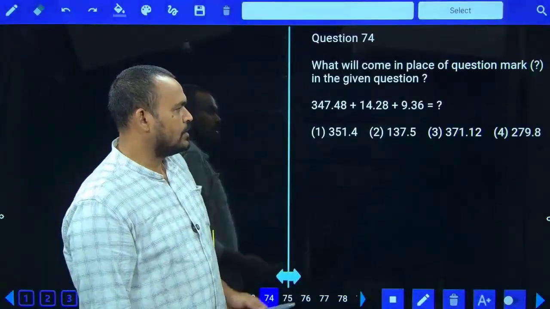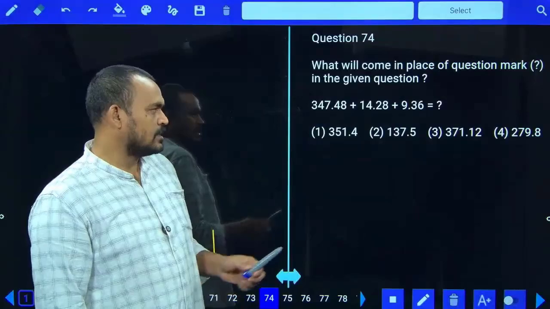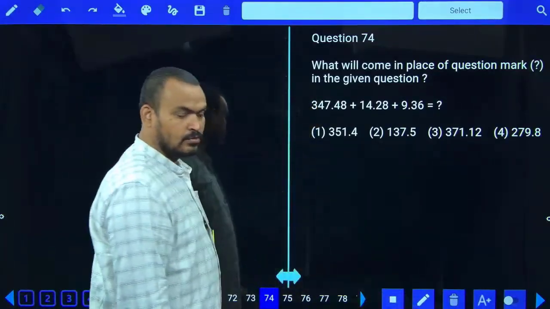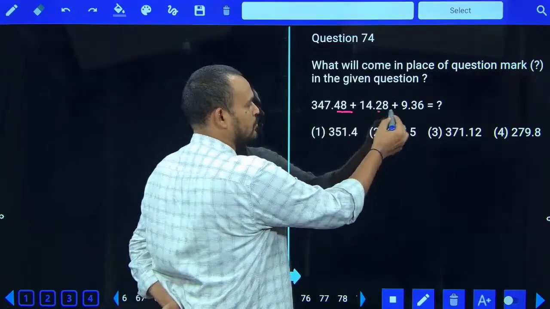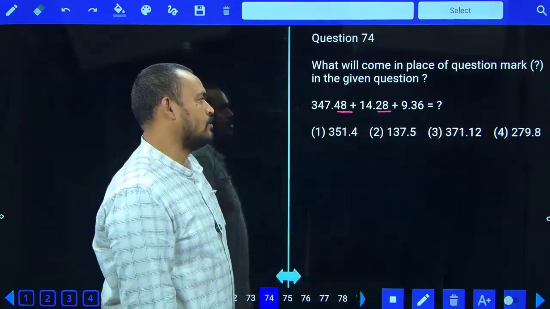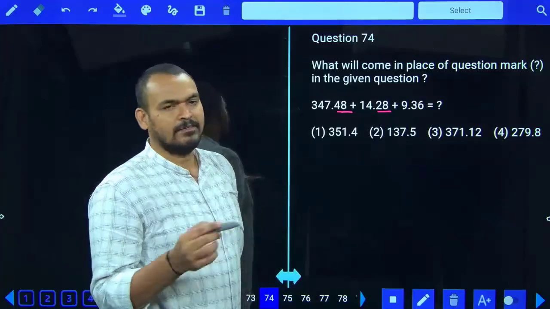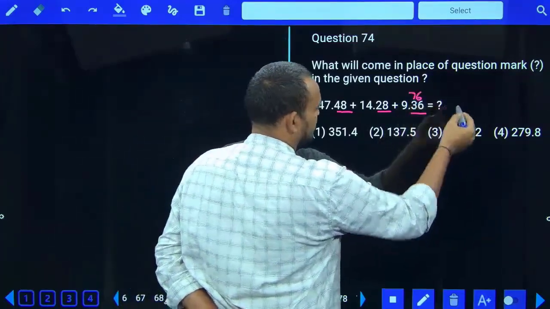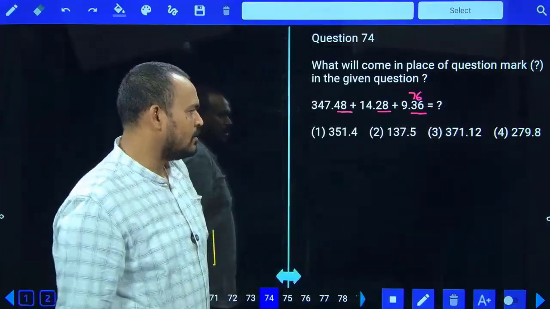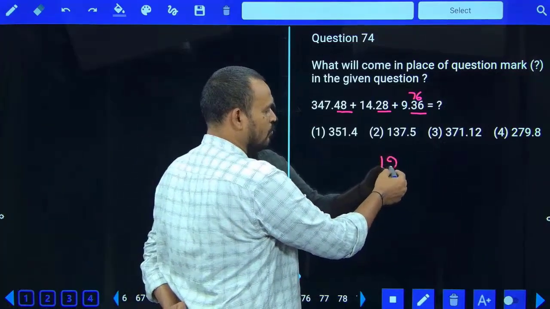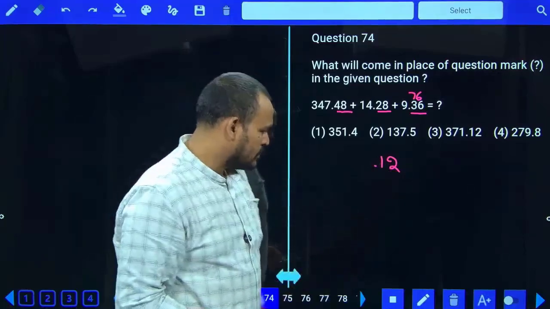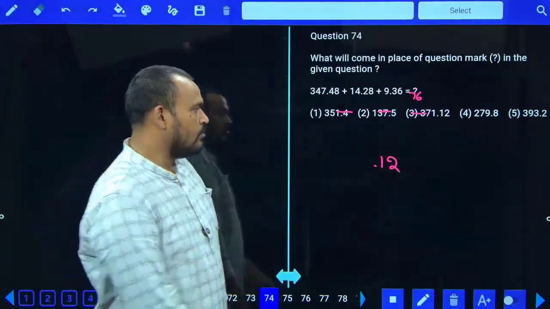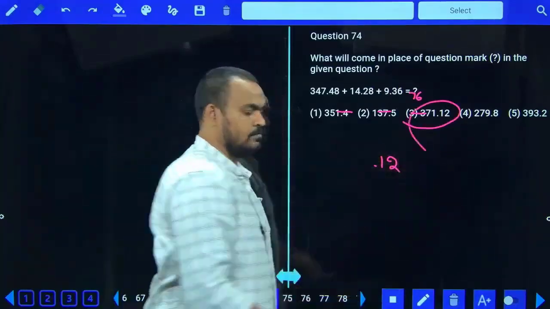Next question number 74. 347.8 plus 14.28 plus 9.36. All are adding or subtracting? Adding. First verify the last two digits. 0.48 plus 0.28 means it is 0.76. 0.76 plus 0.36. 76 plus 36 is how much? 112. Then the answer ends with 1, 2. How many options end with 1, 2? Only one. Which option? Third one.